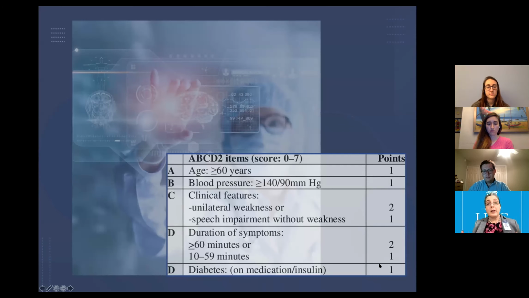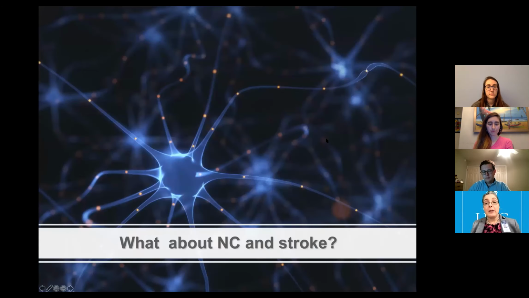And you immediately start to see that if you have an ABCD squared score that's higher than 2 to 3, you're probably at much higher risk for stroke than somebody who has an ABCD squared score of maybe 1. And that's how we decide whether somebody might need to stay in the hospital, get an expedited outpatient workup, or maybe just needs to see you, you know, call me in the morning. So that's a little bit about mini stroke.